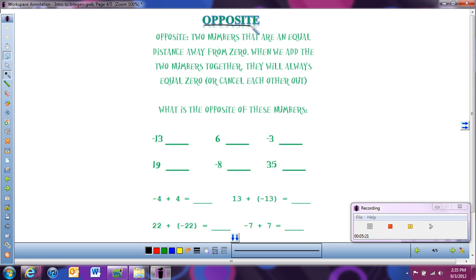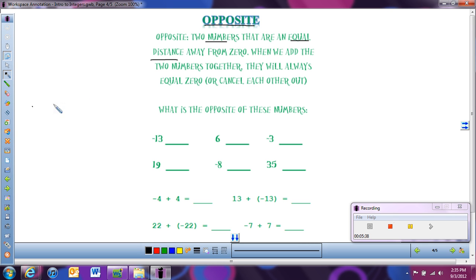The next one is the idea of an opposite. And an opposite is just two numbers that are an equal distance away from 0. And when we add those two numbers together, they'll always equal 0, or they'll cancel each other out. This is very important when we're adding and subtracting integers.